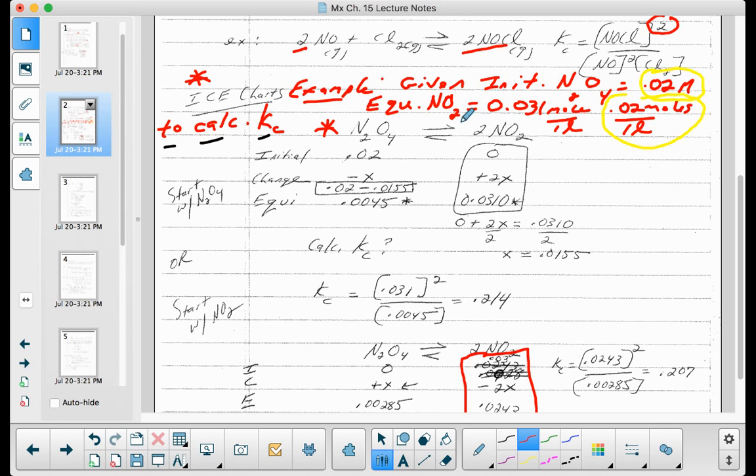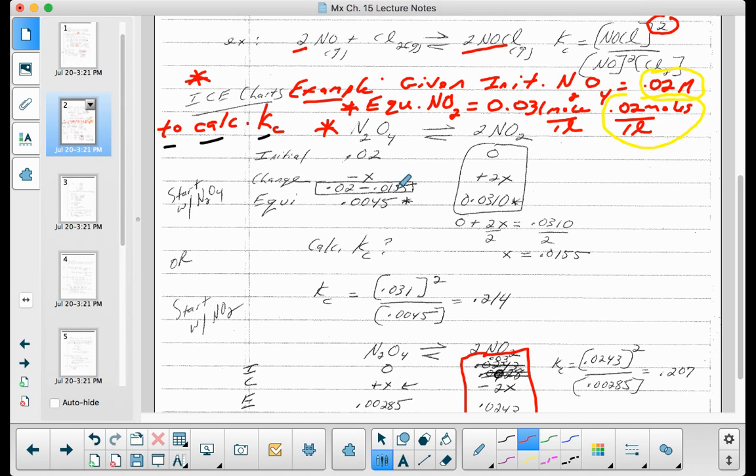So at equilibrium, I know this is a given. This is an important piece given. At equilibrium, I know that once the reaction has achieved its equal rates, forward and reverse, there's an equilibrium concentration of the NO2 of 0.031.